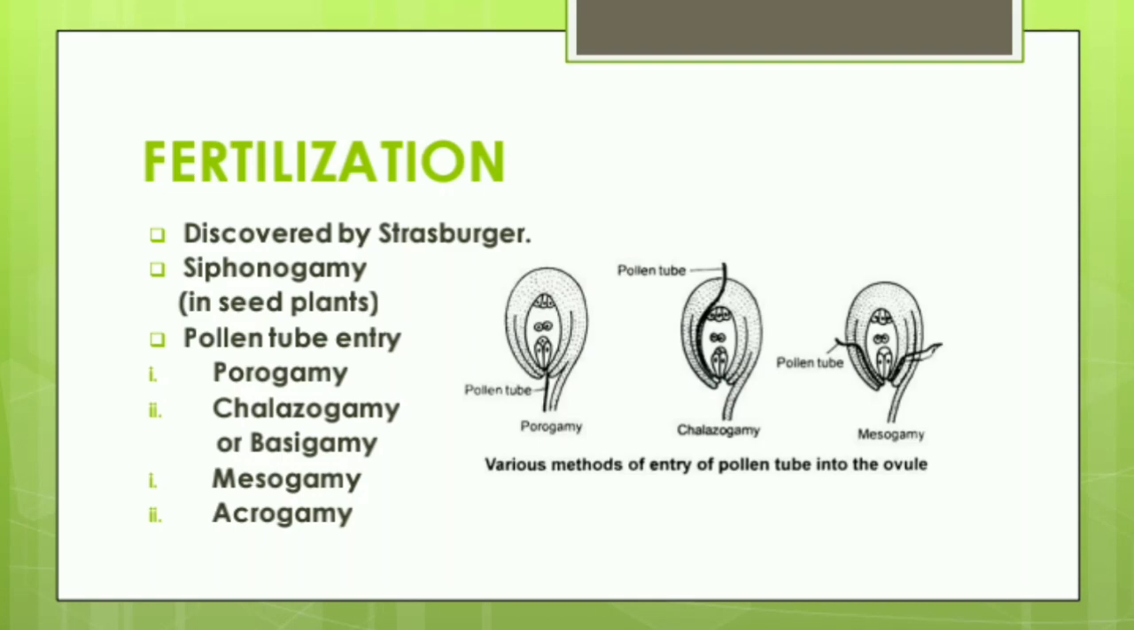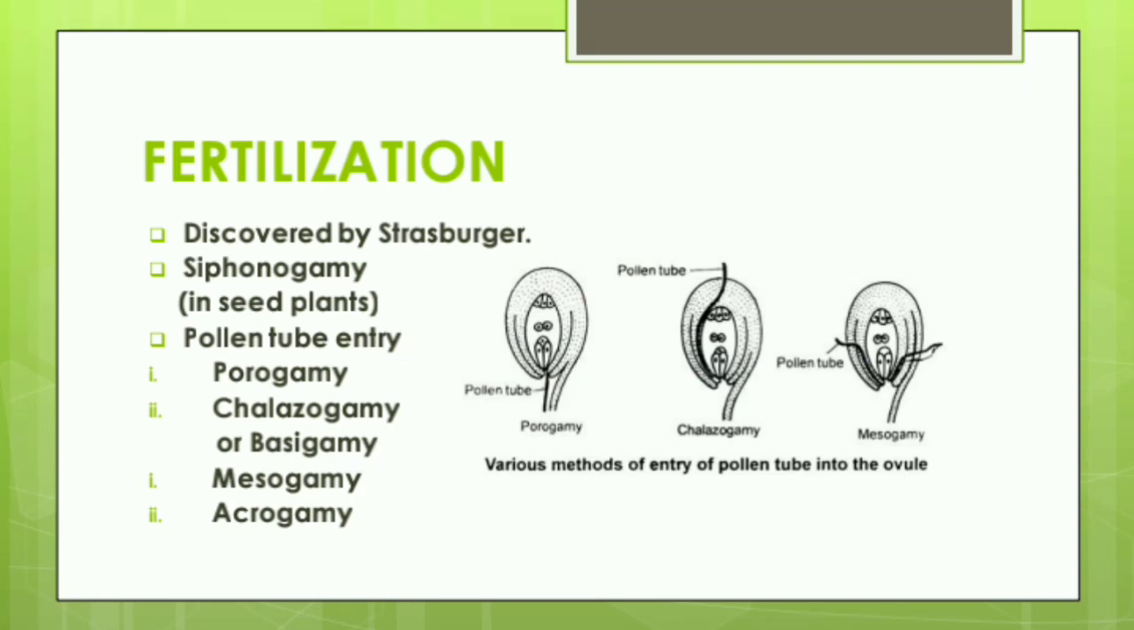First one is porogamy, which is the most common type, when the pollen tube enters through micropyle, as for example in Orthotropous and Anatropous ovule. Second one is basigamy or chalazogamy. Here the entry through chalaza or funicle occurs. It is found in walnut or again Casuarina. Third one is mesogamy. Here pollen tube penetrates laterally through integuments.